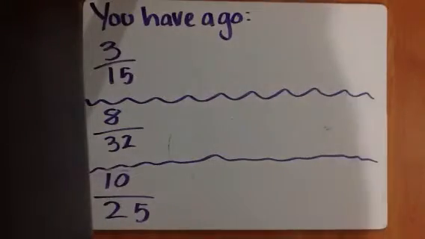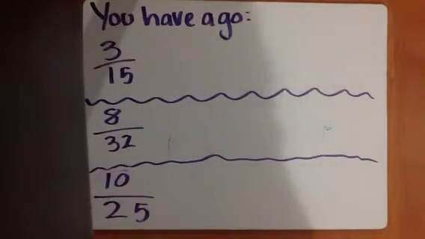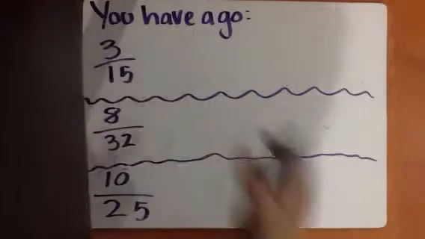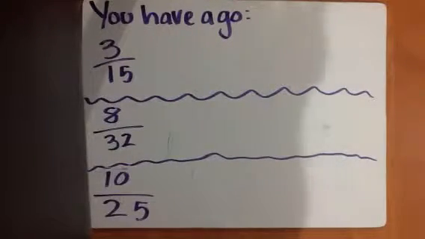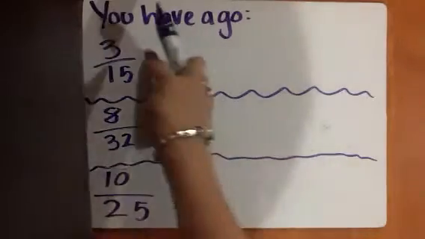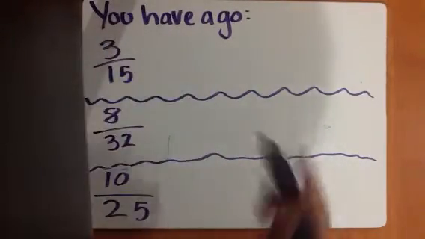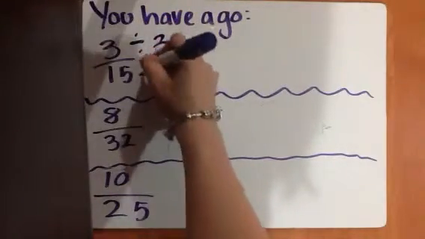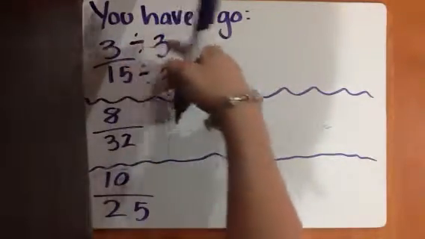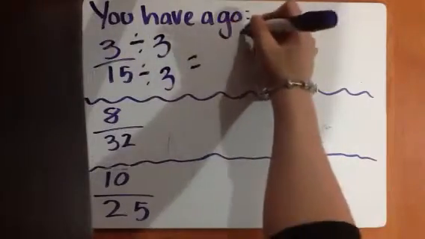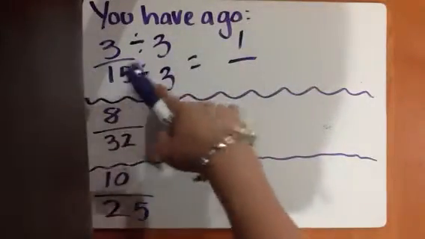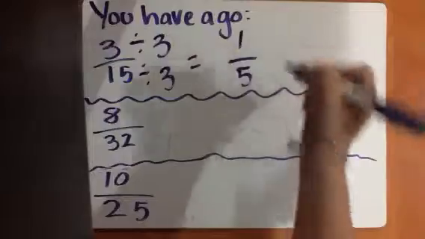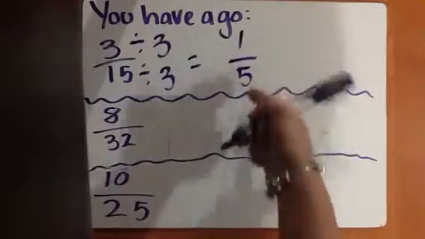Okay guys, welcome back. Let's solve these problems. Okay, so our first problem is 3/15. Okay, so I'm thinking of my times tables, and I know that the biggest number that goes into both 3 and 15 is 3. So we divide the numerator by 3, and then we divide the denominator by 3. 3 divided by 3 is obviously 1. 15 divided by 3 is 5. So 3/15 simplified is 1/5.